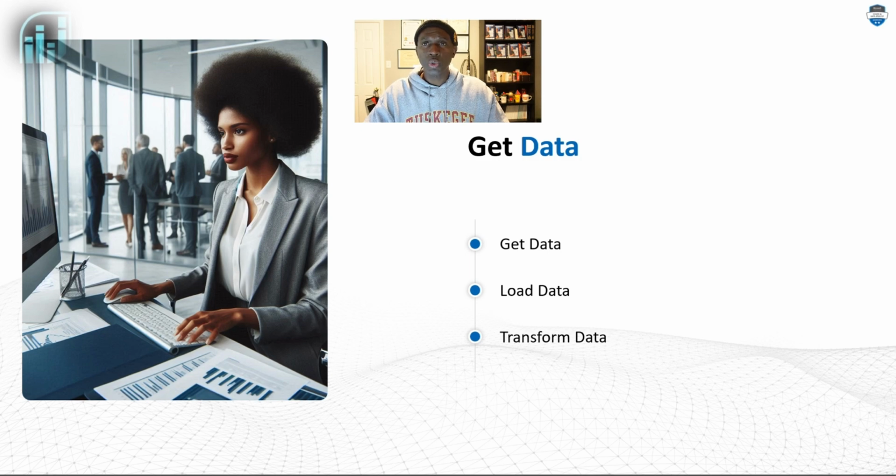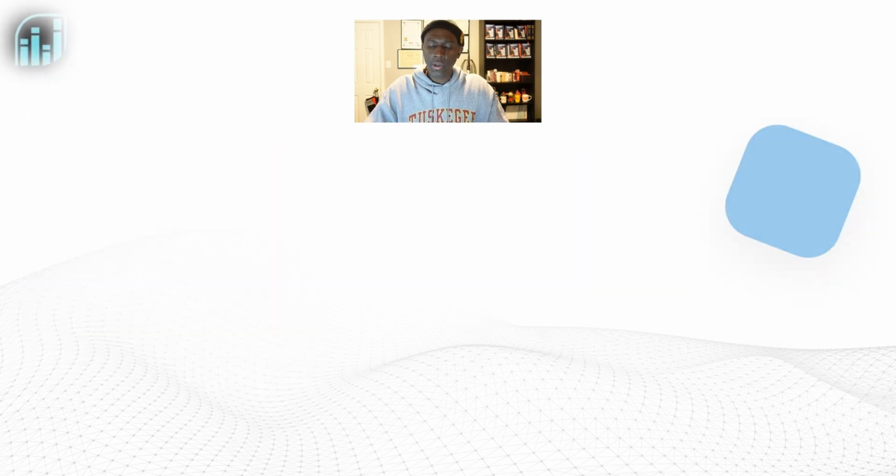Loading data just means once we get the data, we're going to load it into the report. Transforming the data means we're going to clean the data and make it look how we want it to look before we begin working on the report. We're not going to spend a whole lot of time on transforming data because that is a class within itself. But right now, today, I do want you to understand the differences between get data, load data, and transform data.